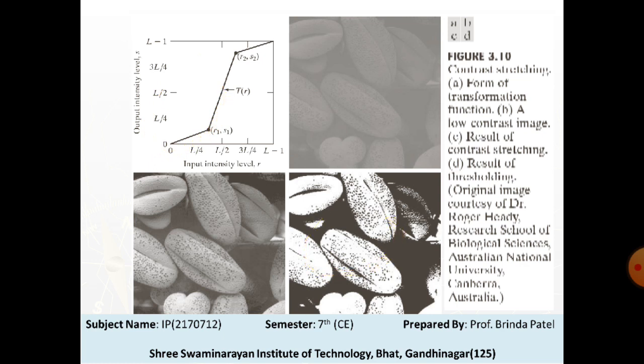Figure D shows the result of using the thresholding function defined previously, with R1 equal to R2 equal to m, the mean gray level in the image. The original image on which these results are based is a scanning electron microscope image of pollen, magnified approximately 700 times.